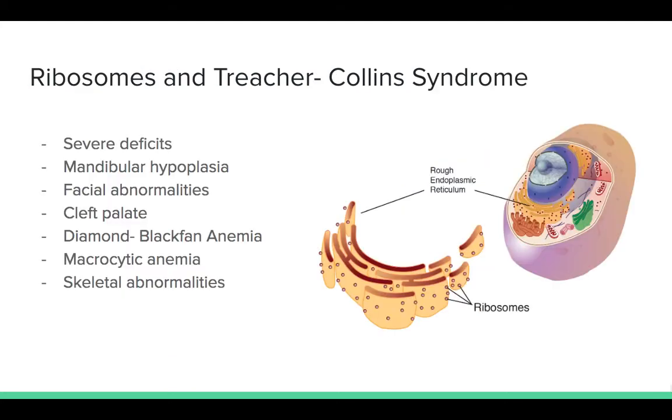Ribosomes and Treacher Collins syndrome. Ribosomal dysfunction leads to severe deficits. Treacher Collins syndrome presents with mandibular hypoplasia and facial abnormalities, such as cleft palate. Another ribosomopathy is Diamond-Blackfan anemia. It presents with macrocytic anemia and skeletal abnormalities.